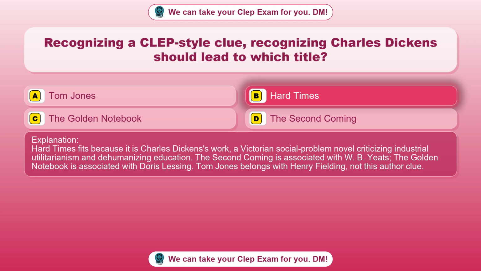Hard Times fits because it is Charles Dickens's work, a Victorian social problem novel criticizing industrial utilitarianism and dehumanizing education. The Second Coming is associated with W. B. Yeats. The Golden Notebook is associated with Doris Lessing. Tom Jones belongs with Henry Fielding, not this author clue.